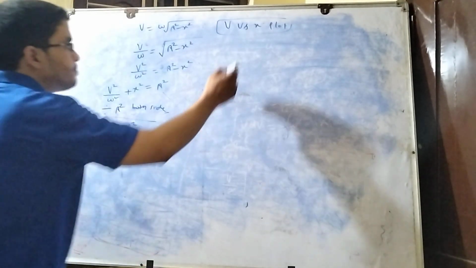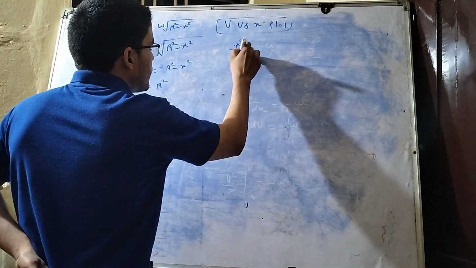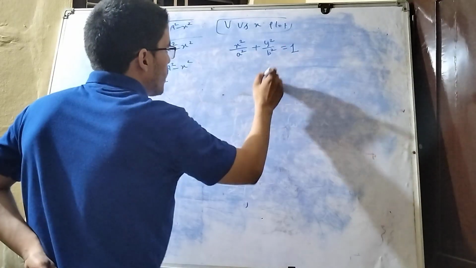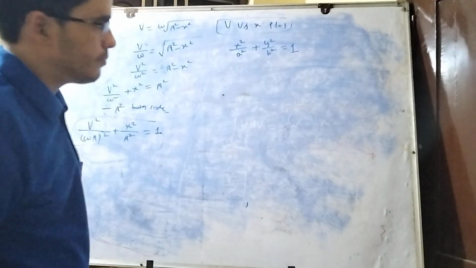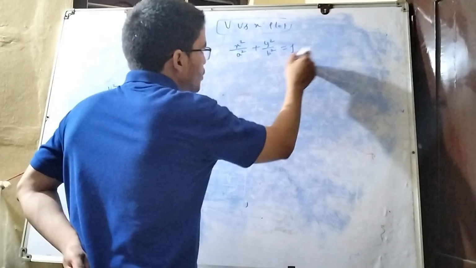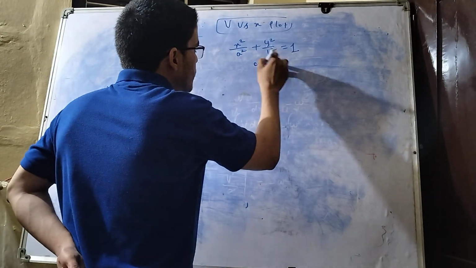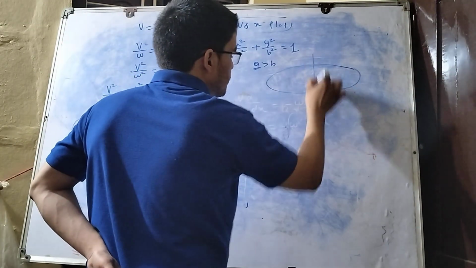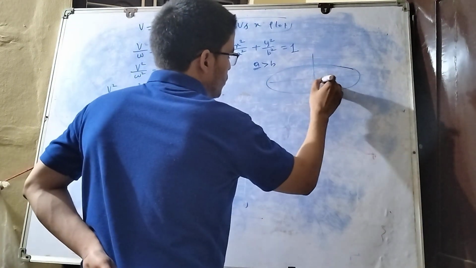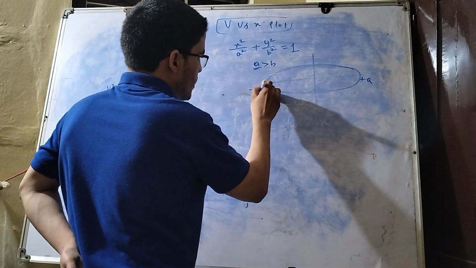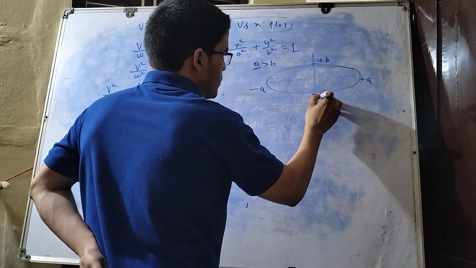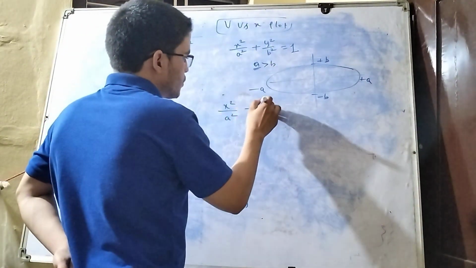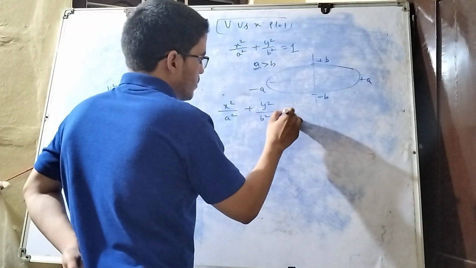You know, I am telling you, see, x square upon a square plus y square upon b square equals to 1. That is, you know what? Ellipse. Ellipse, right? So if a is more than b, a is greater, so that is a horizontal ellipse, and that value is plus a, minus a, plus b, minus b, horizontal.